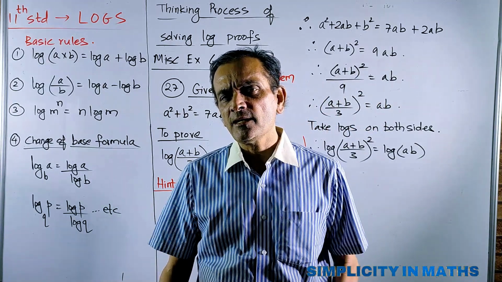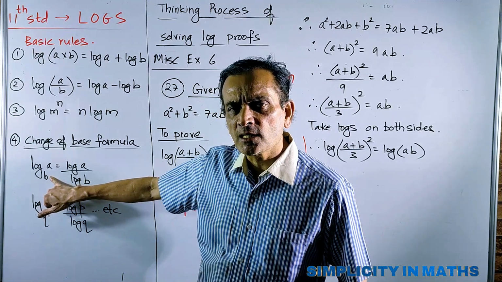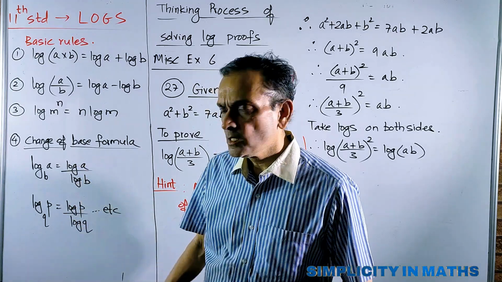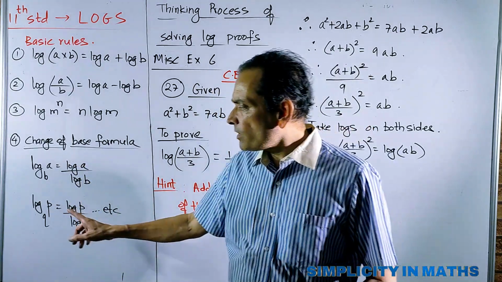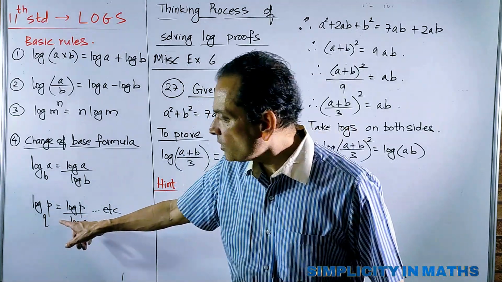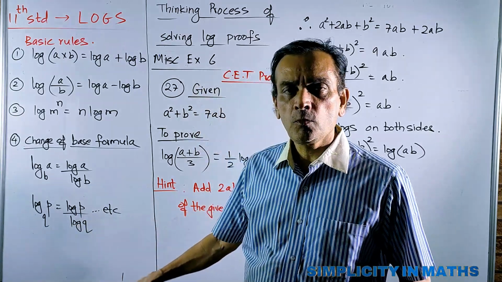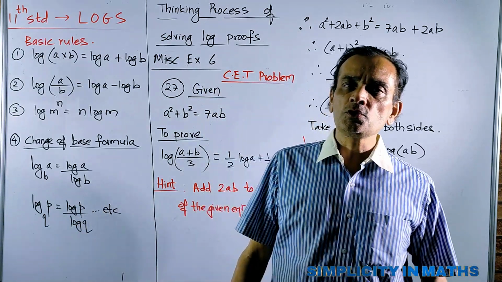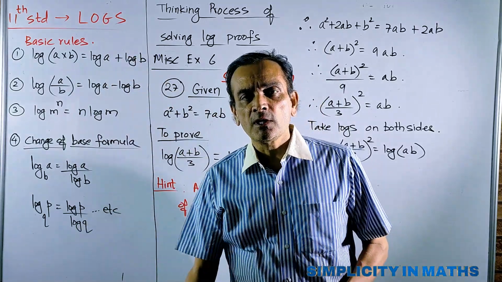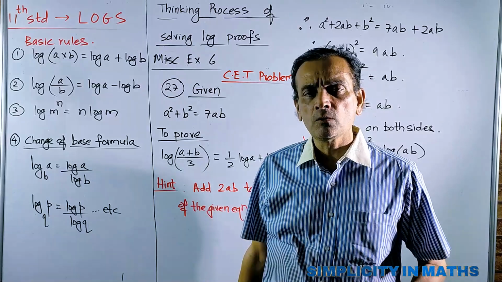So ध्यान में रखने के लिए सिर्फ ऐसा रखो. ये base b को अगर remove करना है, just write it as log a upon log b. Similarly, if you have log of p to the base q, remove करना है, तो log p upon log q, log upon log. That is how you use the change of base formula, right? So these are the four important rules. ज़्यादा करके पहले तीन यूज करने वाले हम लोग.